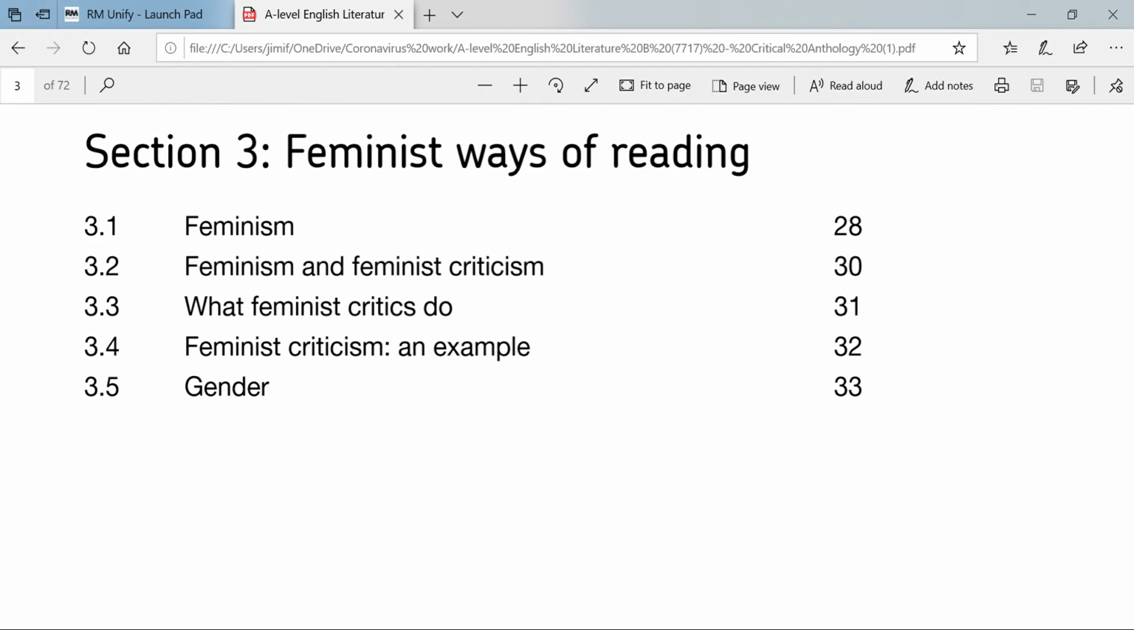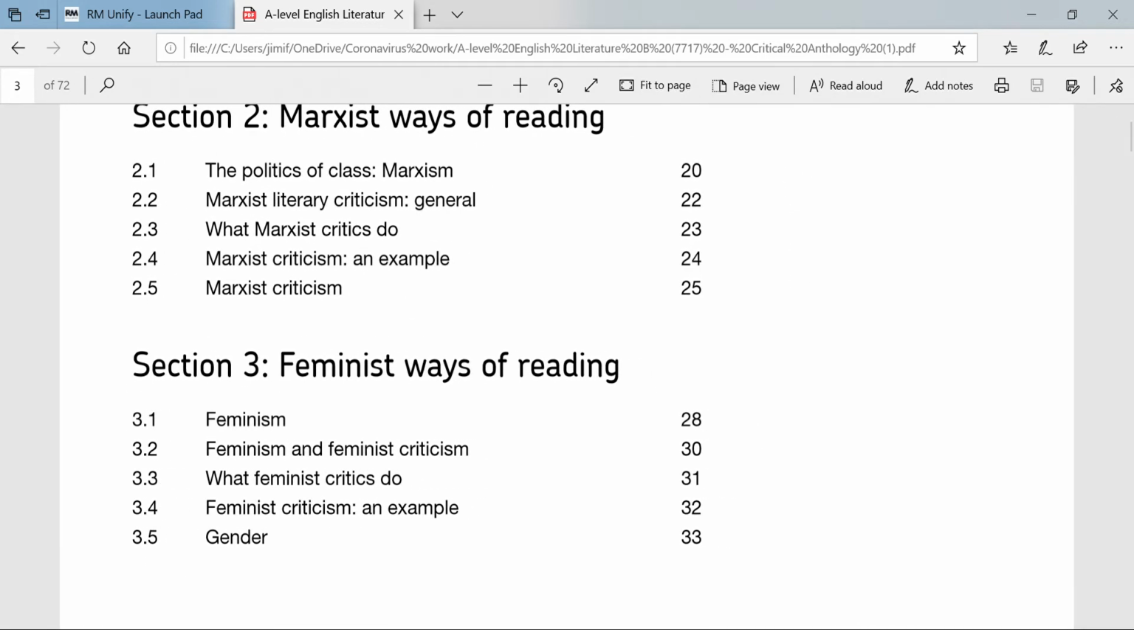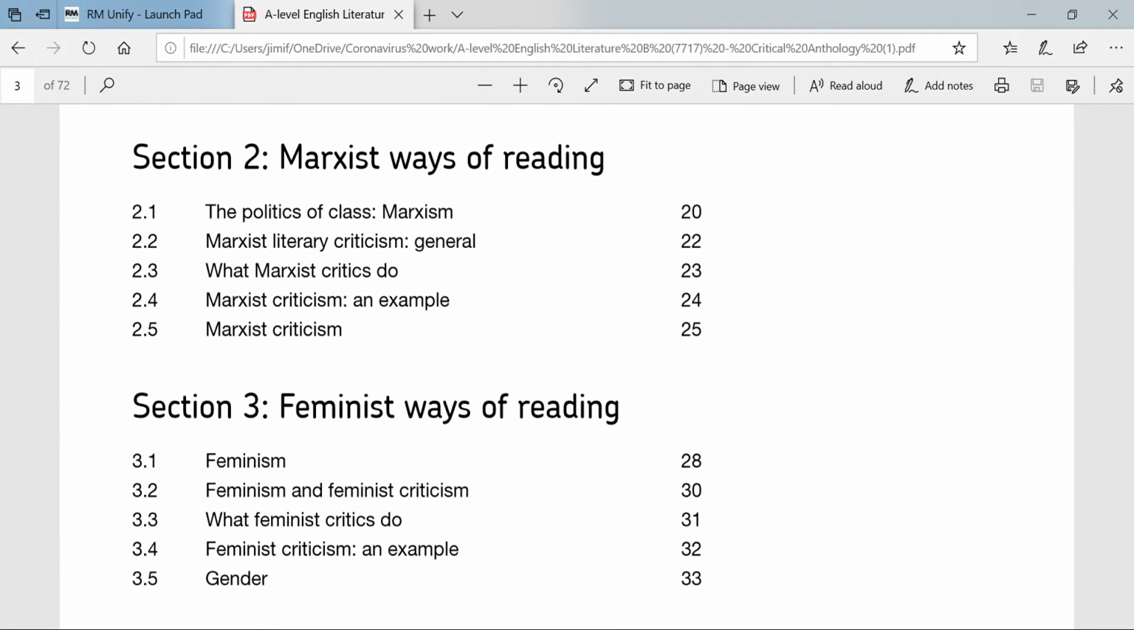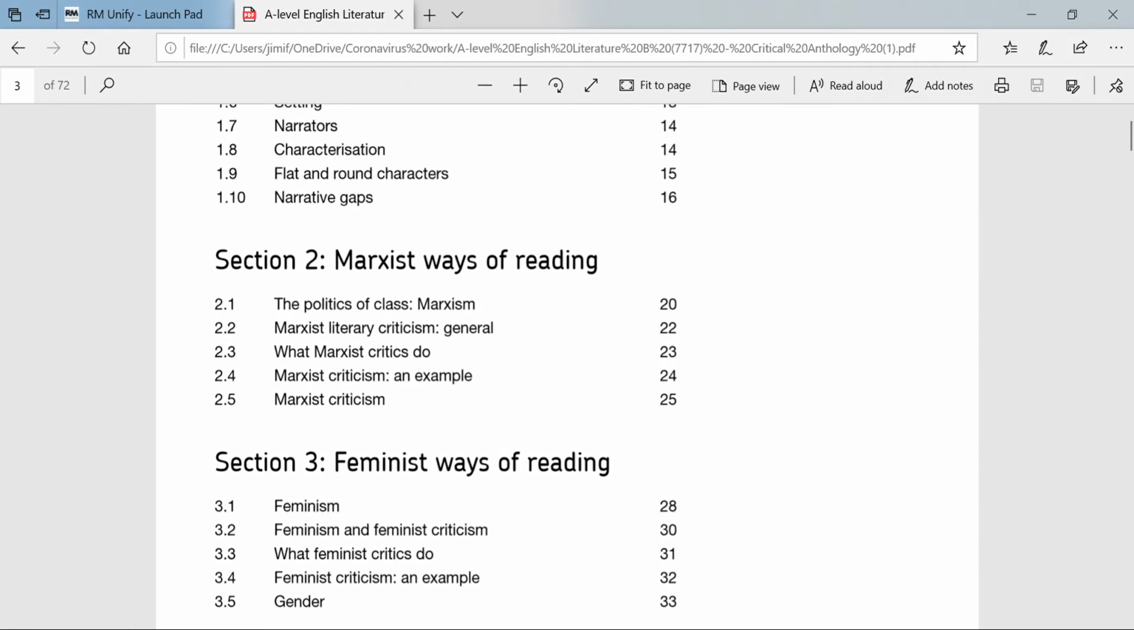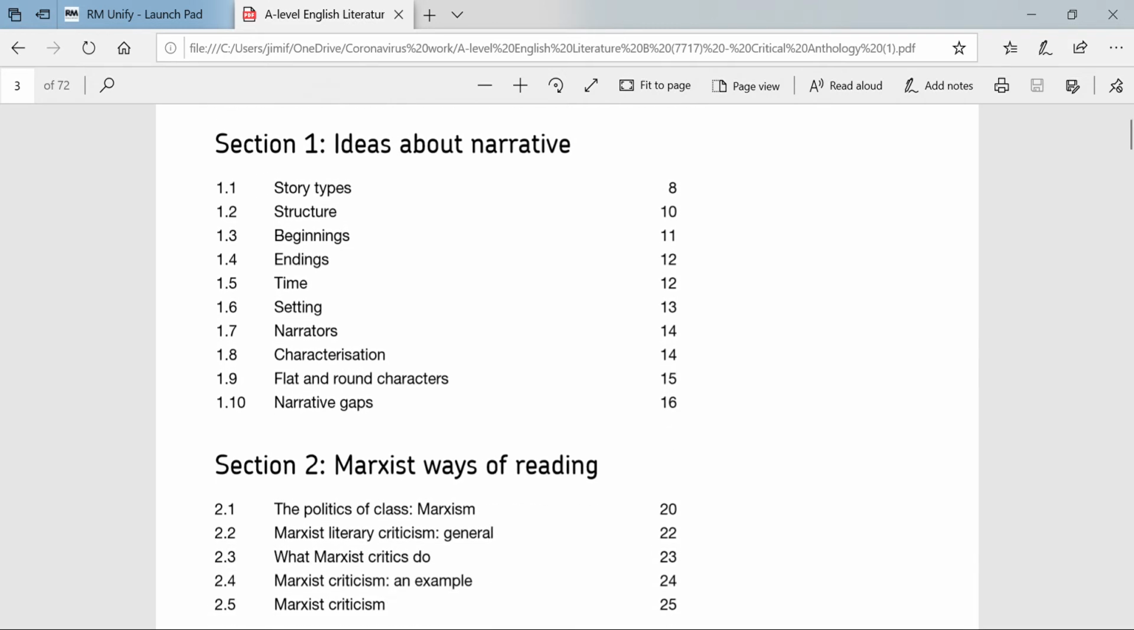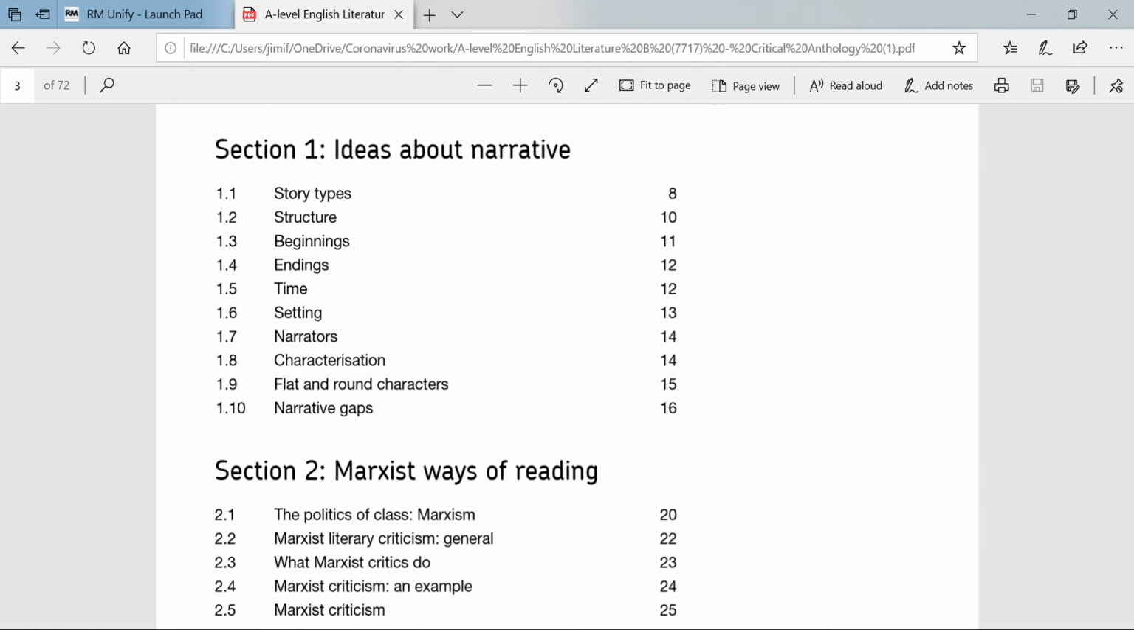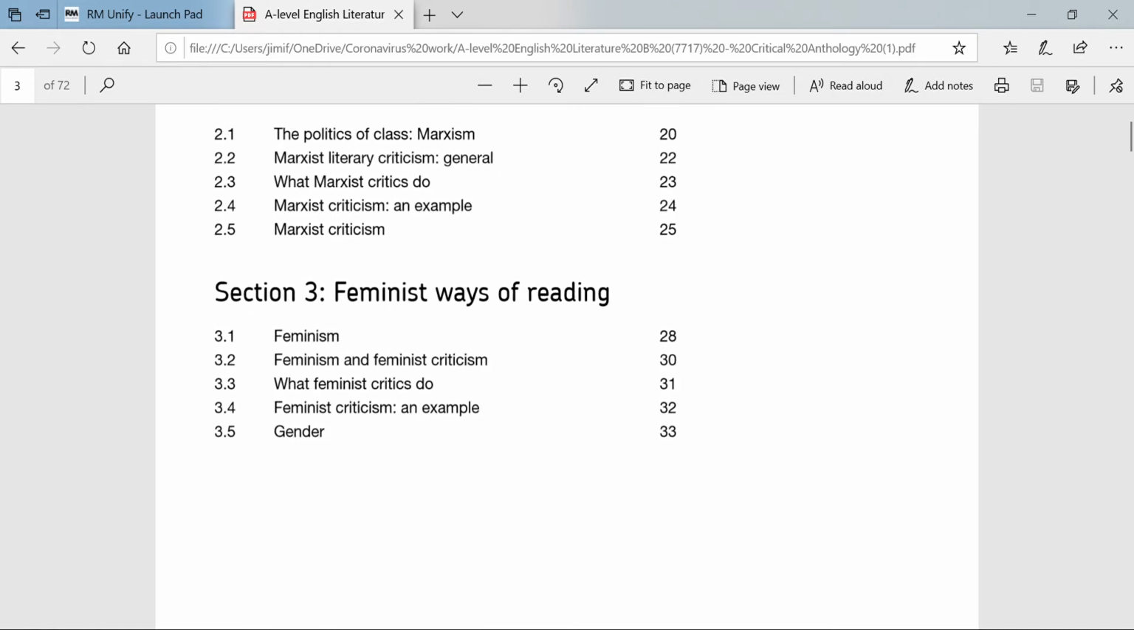So instead what you're looking at is applying one of these schools of thought in a way which is unique and interesting to you, something that piques your curiosity, and then you go away and explore it. So what I want you to do in the first instance is read Section 1, Ideas about Narrative, Section 2, Marxist Ways of Reading, and Section 3, the Feminist Ways of Reading. And then your task becomes reading it and considering it, thinking about it.